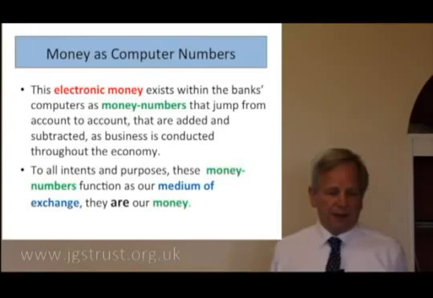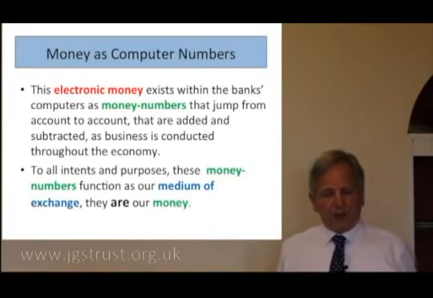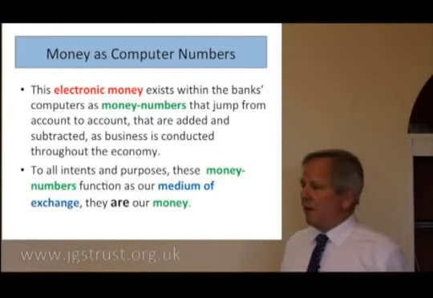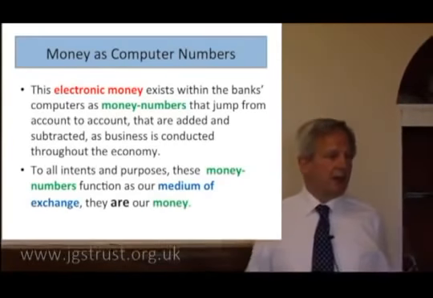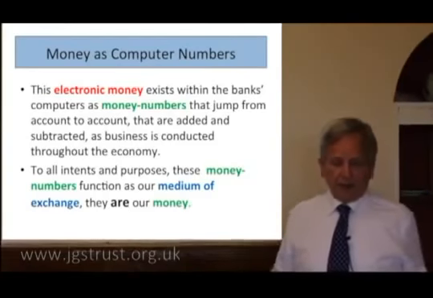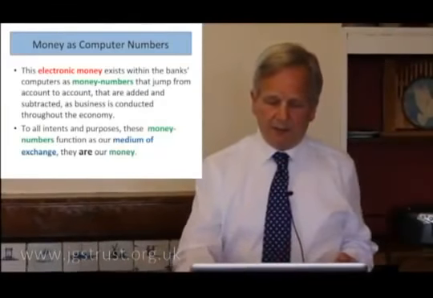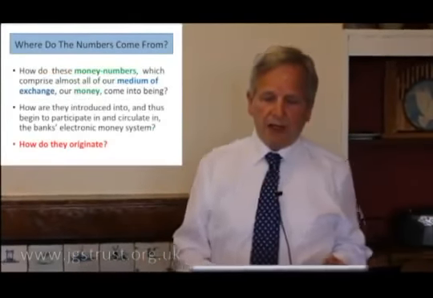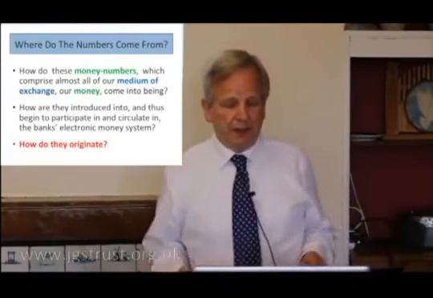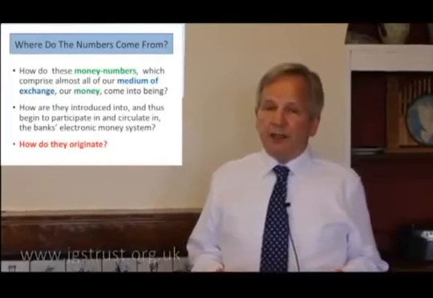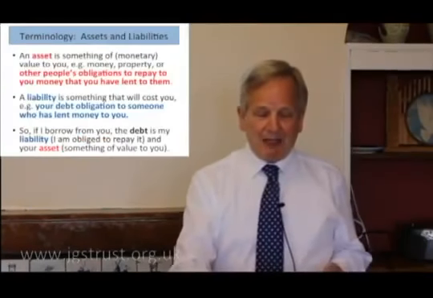another. So stuff is bought and sold and so on. So these money numbers, as we might think of them, these numbers within the bank's computers, are our medium of exchange. It's what we use to run our economy, and in that sense they are our money supply. So the question then arises, how do they come into being? Where do they come from? How do they get into the computers? How do they originate? Most people in this room know the answer to that, but let's have a look.